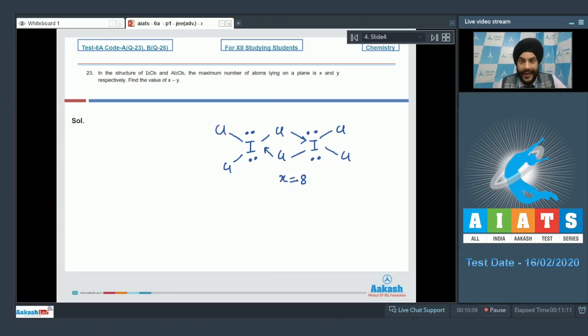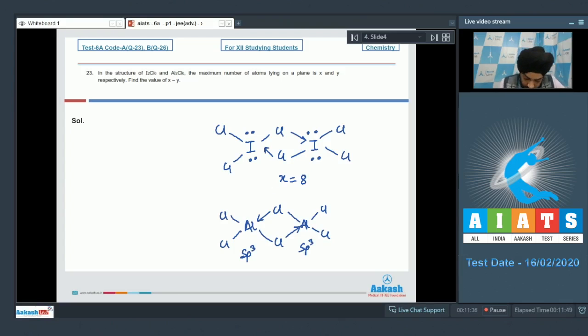Let us now talk about Al2Cl6. It is the dimer of AlCl3. So this also contains 3 center 4 electron bonds. There will be 2 coordinate bonds present. Now, since there are no lone pairs over aluminium, this aluminium is sp3 hybridized. So both of these aluminium are in sp3 hybridization and the geometry around them has to be tetrahedral.